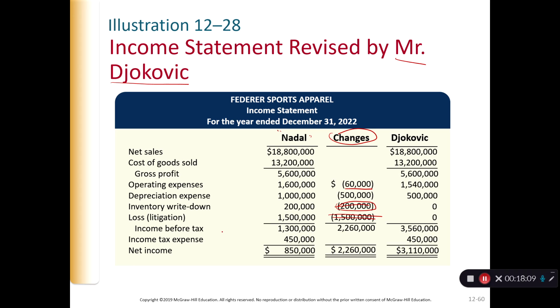Hence, that income before tax is a increase from 1.3 million to 3.5 million. And the income tax expenses doesn't change because the taxable income doesn't change regarding this adjustment. Hence, then the net income Nadal reports 850,000, and Djokovic reported 3.1 million. What a drastic change, right?